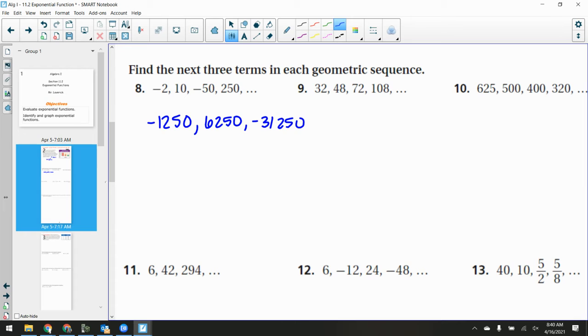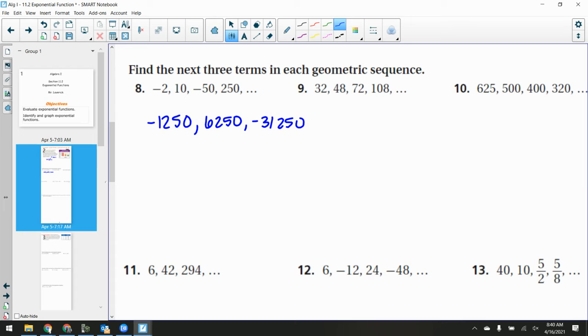Okay, the next one, number 9. Baker, what'd you get? I got 162, 243, 364.5. Good, yeah, 162, 243, 364.5. Number 10, Ben, what'd you get? I got 256. Good. 204.8. Good.